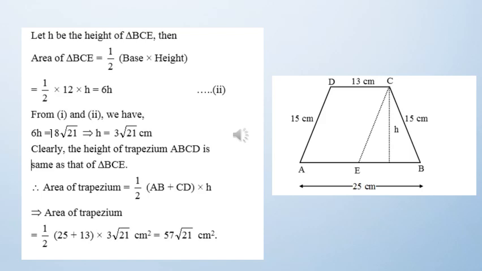Now this will come out to be 6h, and 6h will substitute to 18 root 21, so it will come out to be 3 root 21 centimeter. Clearly the height of the trapezium is the same as the height of the triangle. So we will substitute now the values in the formula of finding the area of a trapezium, half sum of parallel sides into height. So the answer will be 57 root 21 centimeter square.